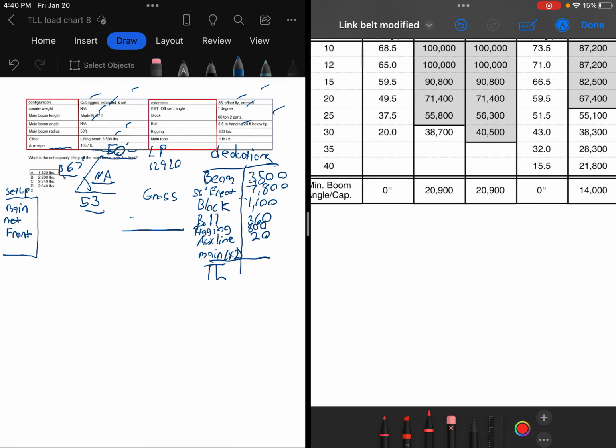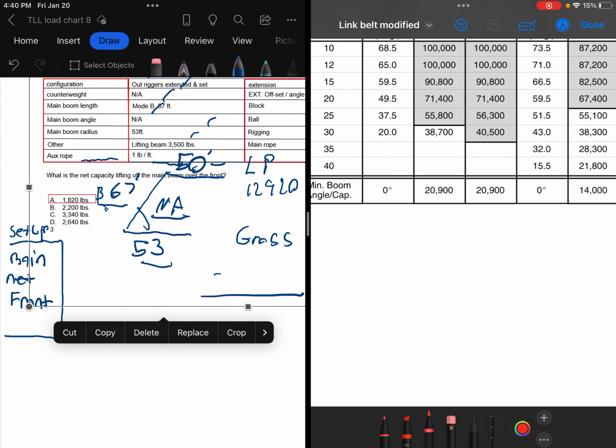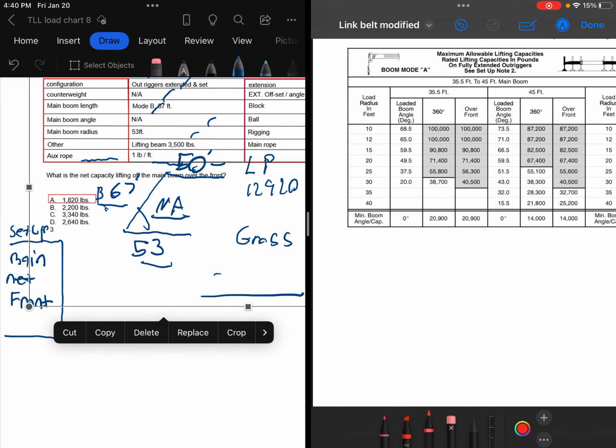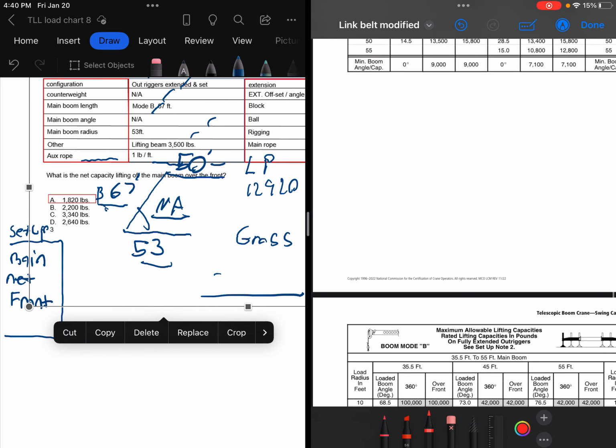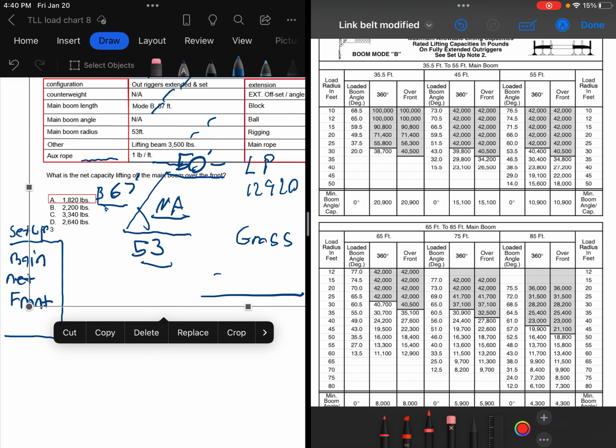What are we looking for? We're looking for net capacity lifting off the main boom over the front. Let's go down here. Net capacity, boom mode B. So for B, we've got a 67 and 75. So we're going to be right here, 65 to 85 foot main boom. So we're going to be between these two. This one. And then we've got a 53 foot, so we're going to be between 50 and 55.